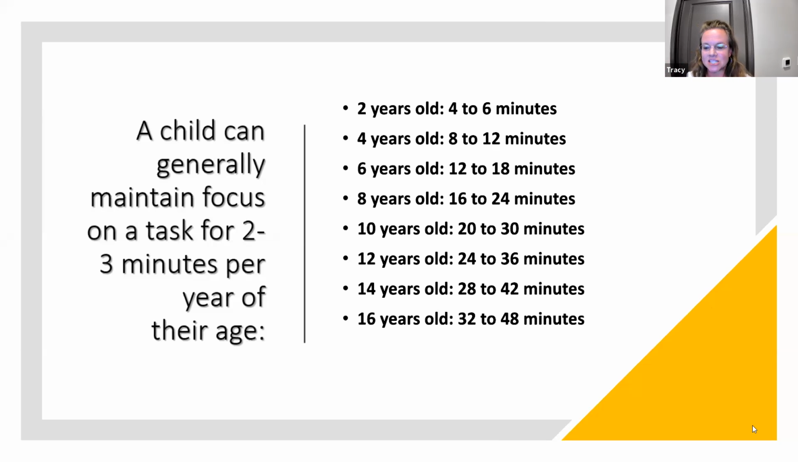Because as our attention gets longer as we get older, our executive functions are also developing along with that. So we're able to do more. We're able to plan more. We're able to remember more. We're able to manage our time better. So all of these things develop together.